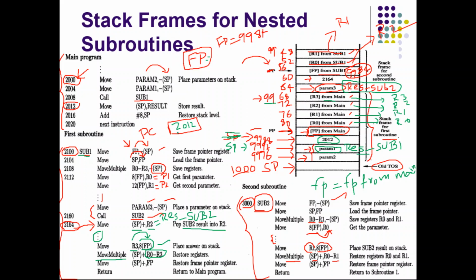Now PC is 2012. It means now this instruction at 2012 will execute. What is the instruction in 2012? Move SP comma result. So what is in SP? The result of subroutine 1, that is now stored to the location result. Maybe somewhere in memory there will be a location called result, some address we named as result. In this location, the result from subroutine 1 will come.